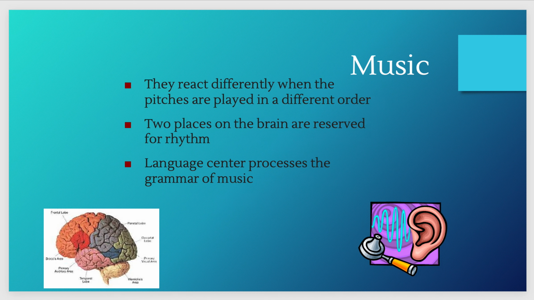But it's amazing that it's not just one place in our brain that deals with rhythm, but two. The other part of our brain is used for, if you're listening to music with lyrics, the language center gets involved with the grammar of music. So when you're singing songs or listening to songs, that part of your brain gets involved with it.